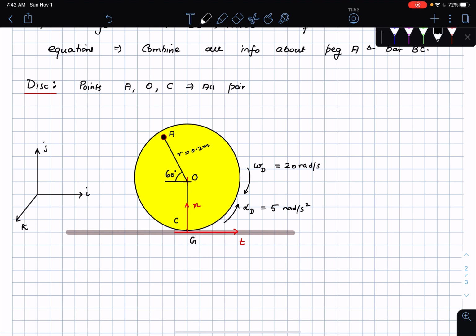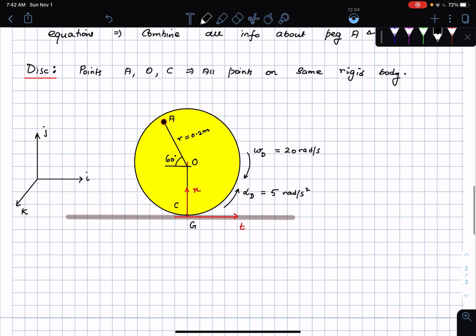All points on the same rigid body. Okay, so that's important. Then I make use of the idea of rolling without slip, which means that at the point of contact, I'm going to have a zero relative velocity. So velocity of C relative to G is equal to 0, which means that velocity of C is equal to velocity of G, and this is both equal to 0, right?